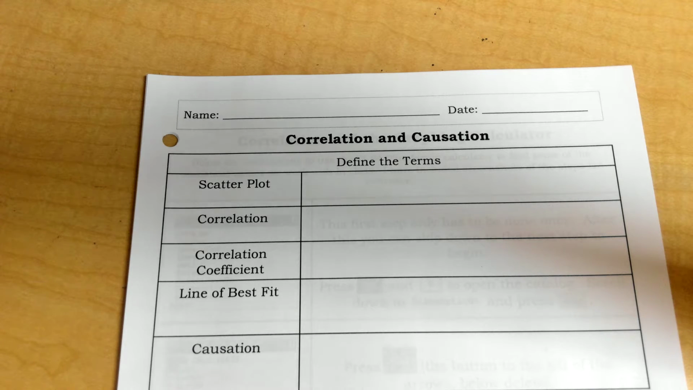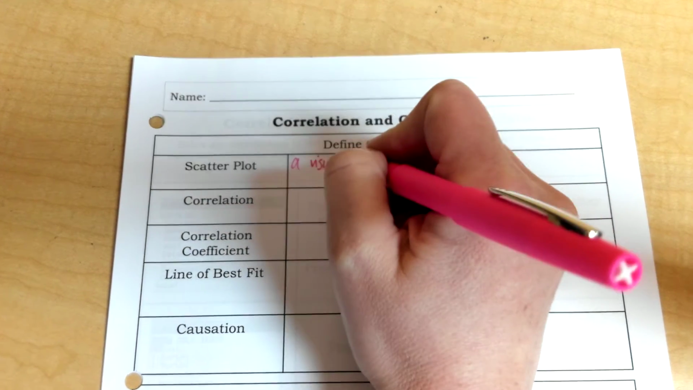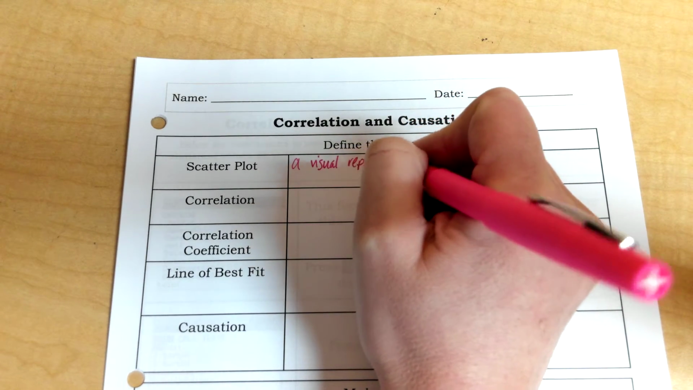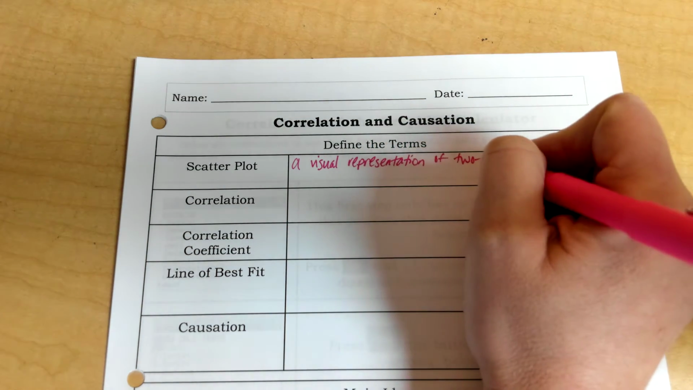Alright, so with statistics we also need to talk about correlation and causation. So today we're going to hit those topics and kind of talk about what that looks like in terms of a scatter plot. Starting with the scatter plot, this is a visual representation of two variable data.